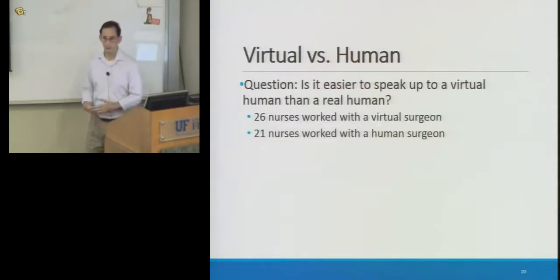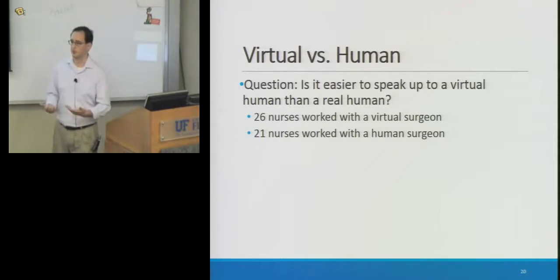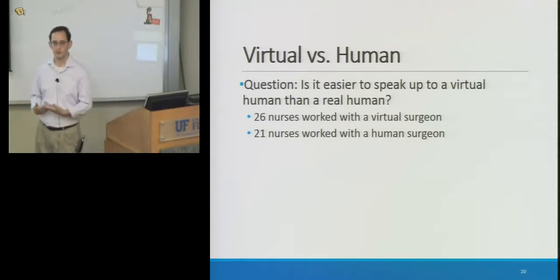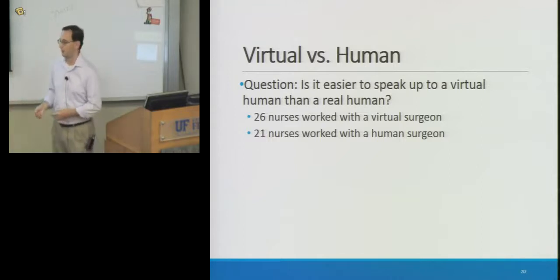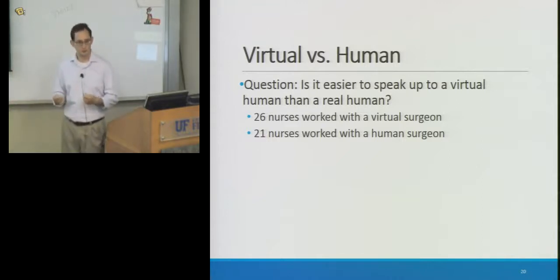So the reason we have a human surgeon there is this is part of a research project. The question we were asking is, is it easier to speak up to a virtual human than it is speaking up to a real human? So we had 26 nurses working with a virtual surgeon and a virtual anesthesiologist, 21 nurses working with a human surgeon and a virtual anesthesiologist, or at least a human actor. And we wanted to see if nurses would speak up differently in these different conditions. It was between subjects, so nurses were only in one condition or the other.